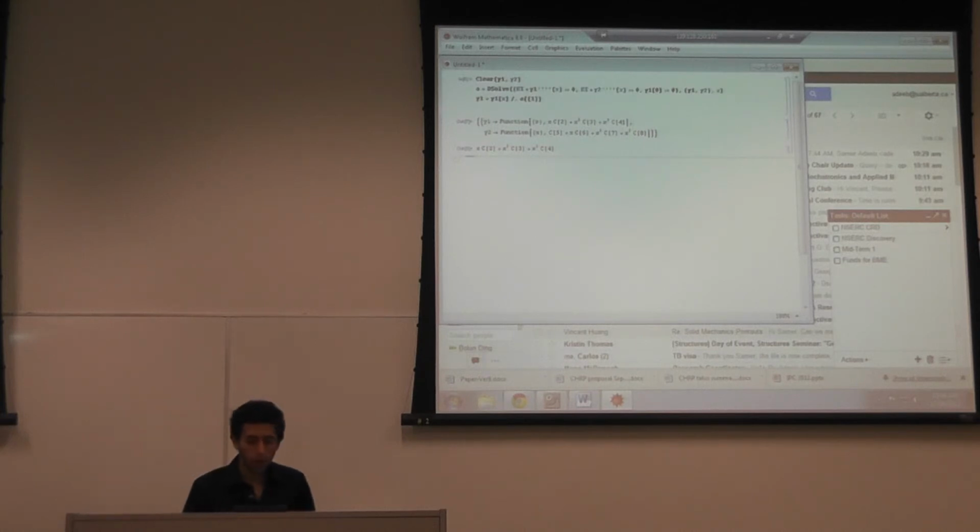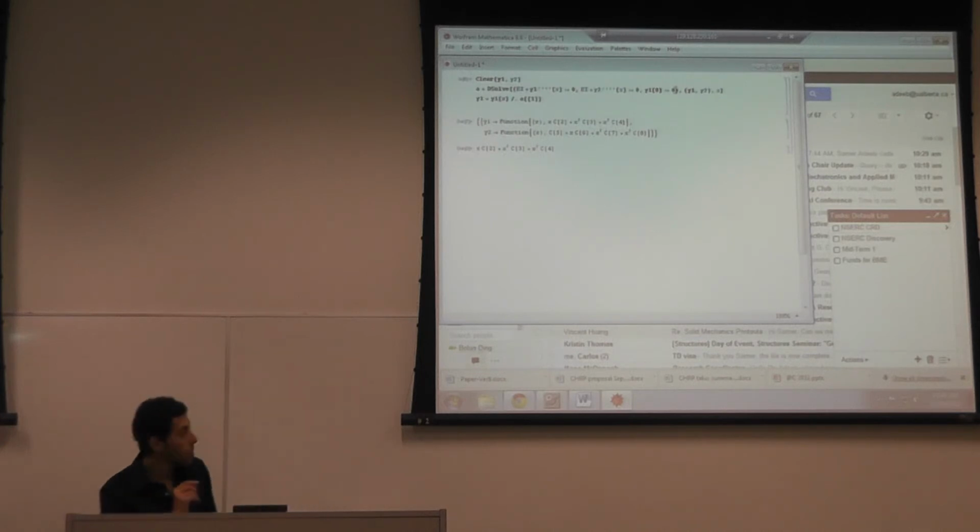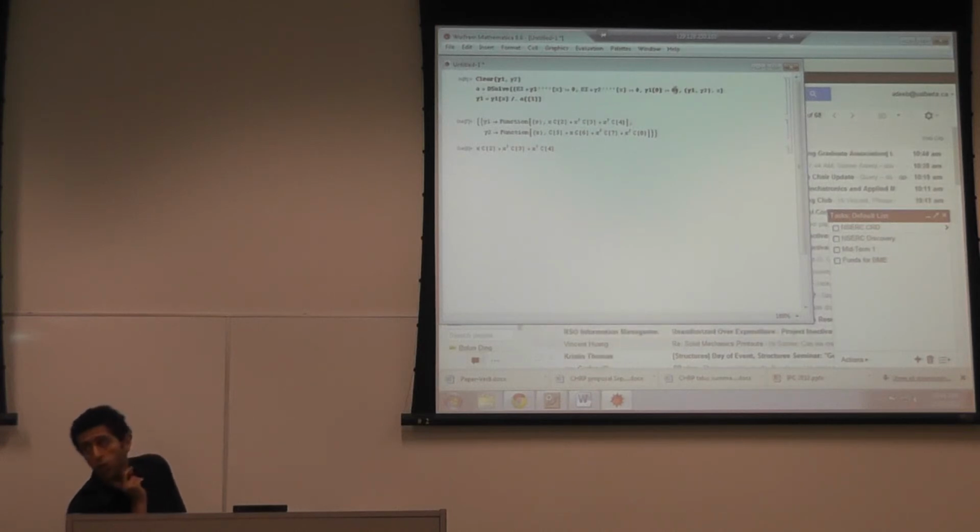So y1 is equal, so I got rid of the one constant because I said y1 of 0 equals 0. Now, be careful how I use the brackets. Y is a function of x. I'm using one set of square brackets. A is a matrix.